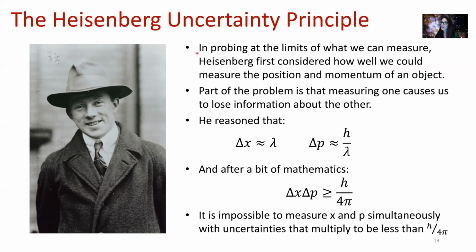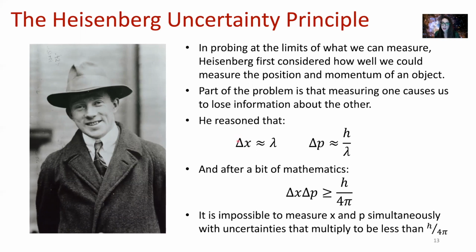In probing the limits of what we can measure on the smallest scales, Werner Heisenberg first considered how well we could measure the position and momentum of an object. Part of the problem is that measuring one, position or momentum, causes us to lose information about the other.